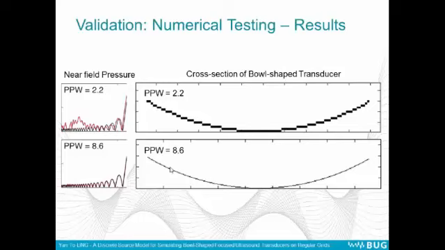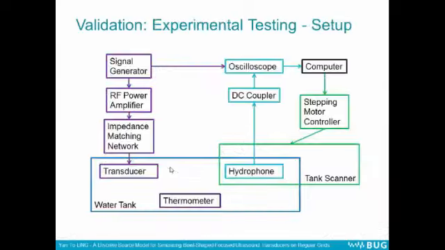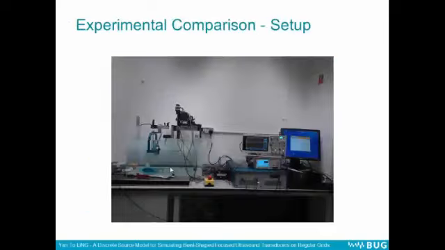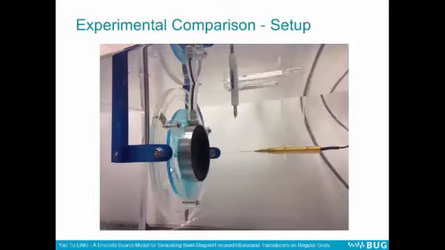staircasing error. And to further validate our model, we did some experiments, and this is the block diagram for the setup. We have a transducer and the hydrophone in the water tank, and on one side we have signal generators driving the transducer, and on the other side we have an oscilloscope picking up the signal from the hydrophone and then sending it to the computer. The computer is also controlling a tank scanner, which scans the tank automatically. This was the setup in the lab, and this is the transducer with the hydrophone.